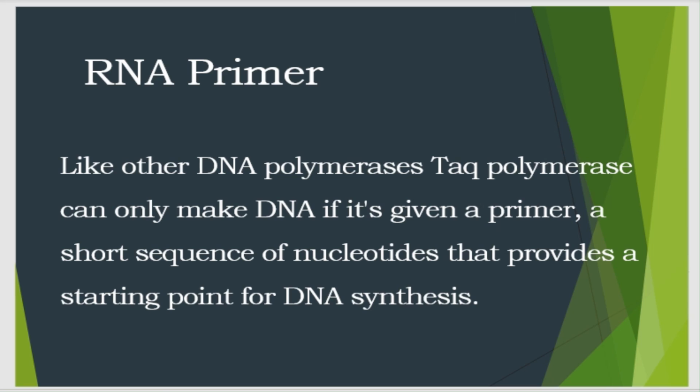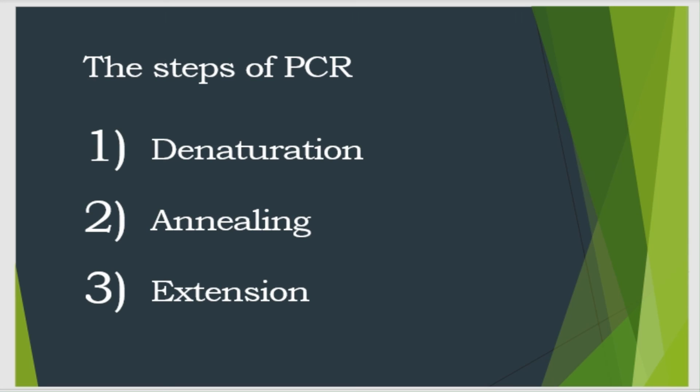So, like other DNA polymerases, Taq polymerase can only make DNA if it's given a primer. So, a short sequence of nucleotides that provides a starting point for DNA synthesis. So, in a PCR reaction, the experimenter determines the regions of DNA that will be copied or amplified by the primers that was chosen. So, what are the steps involved in the polymerase chain reaction?